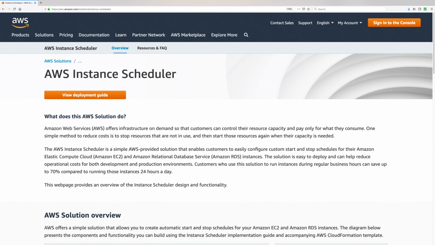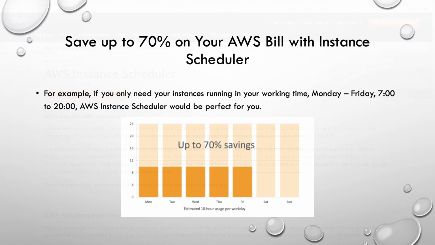Today I'm gonna give you a quick demo for AWS Instance Scheduler. The biggest purpose of applying AWS Instance Scheduler is to save money. For example, if you have some servers running non-critical services, like a development server or test server, you can turn them off during non-working hours, so that you can save a big amount of money.